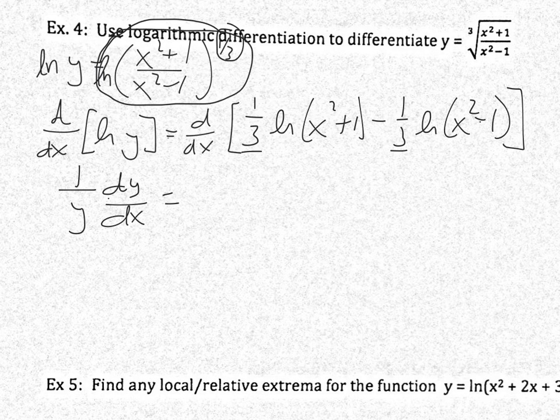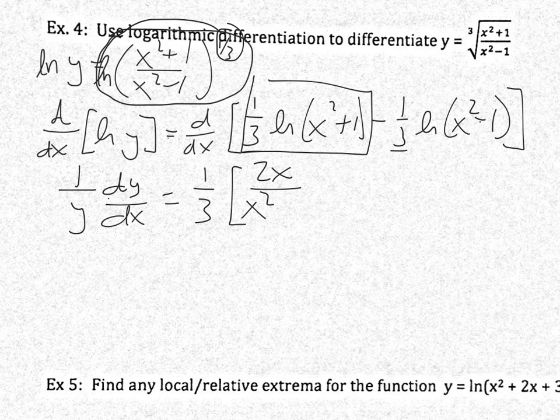Over on the other side, we're going to have, well, we just differentiate this thing first. So we're going to have 1/3, the derivative of the inside, and actually I'm going to pull that 1/3 out. So I'm just going to take the derivative of each log. So I'm going to have the derivative of the inside, 2x, over x squared plus 1, minus, let's differentiate the other one, 2x over x squared minus 1. And this is just using the log differentiation rules that we just talked about. So already it looks a little cleaner.